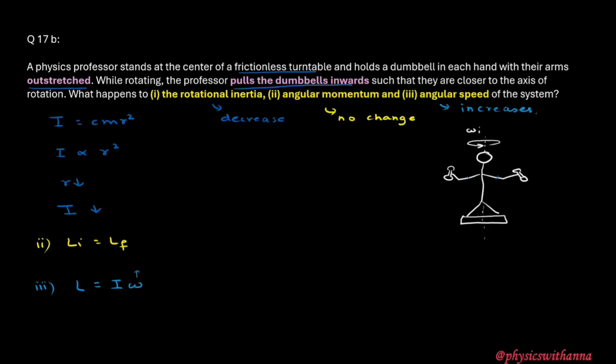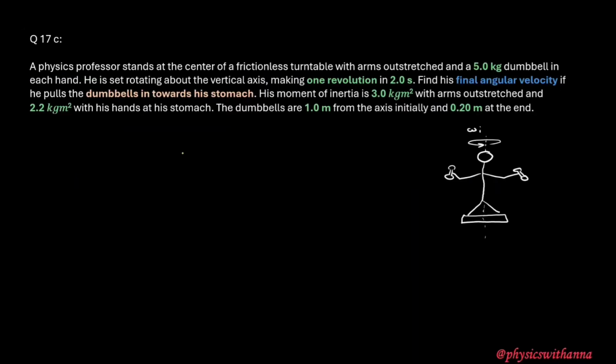So when an object is spinning with their arms outstretched and they bring their arms close together, their rotational inertia decreases, which increases their angular speed to keep the angular momentum constant. Now let's discuss part C of the question. A physics professor stands at the center of a frictionless turntable with arms outstretched and a 5 kilogram dumbbell in each hand.